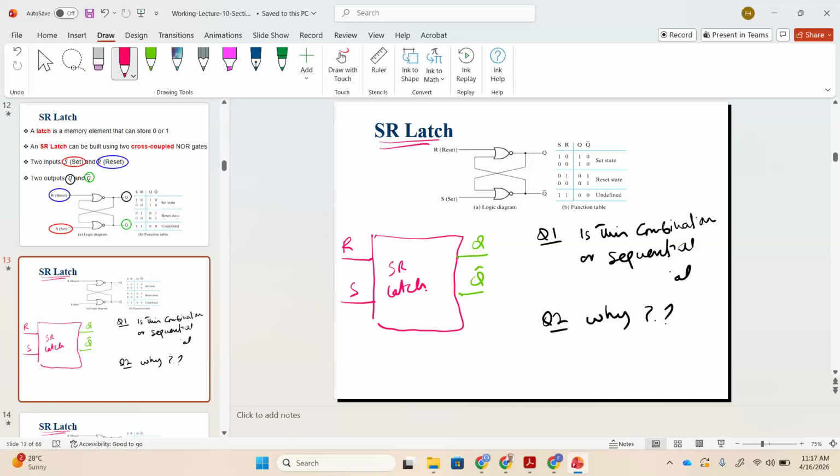Anyone may answer. Sequential. Okay, now the question is, if anyone answers the second question, I will note down his name. Why is it a sequential circuit? Because we're taking the final output as an input. How do you know it? From the diagram. Can you tell me why? Anyone? One of the inputs for the NOR gates is Q, and for the other one it's Q bar.